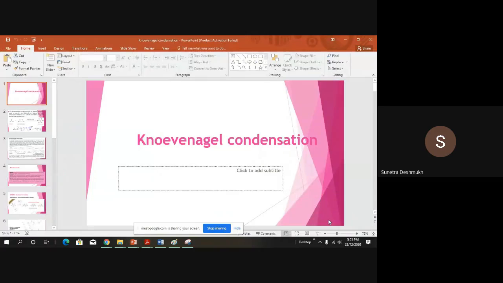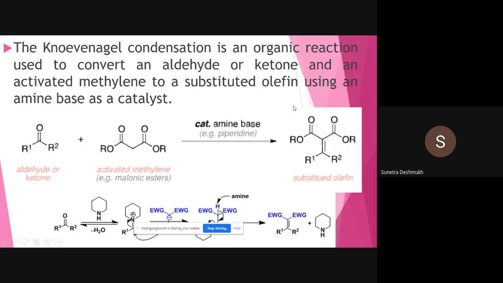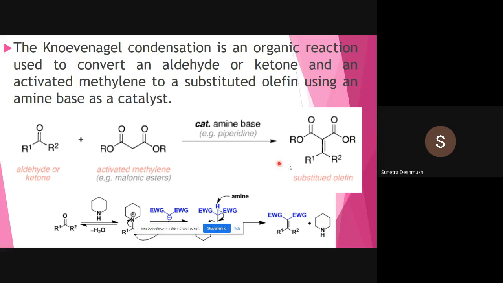Okay. In continuation with the Stokes condensation, today we will see the Knoevenagel condensation reaction. We'll see now how to generate the carbon-carbon double bond again in the case of Knoevenagel condensation. So here I have represented Knoevenagel condensation with a general reaction. You can see over here.